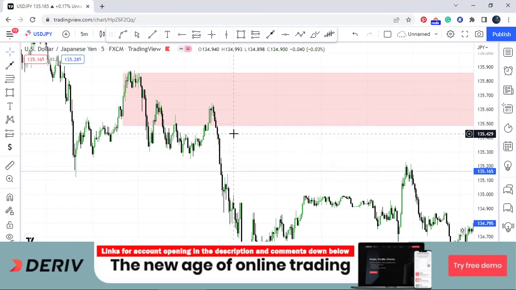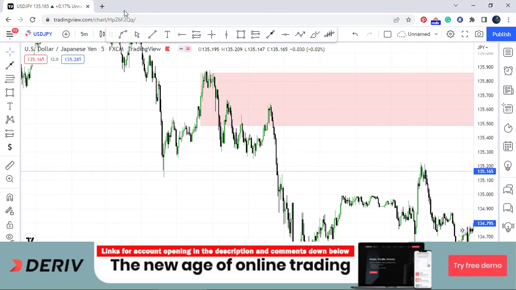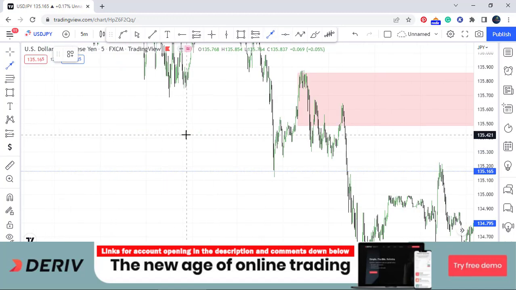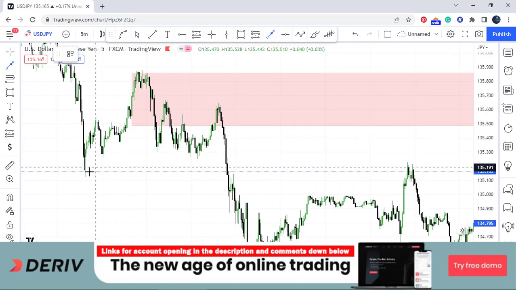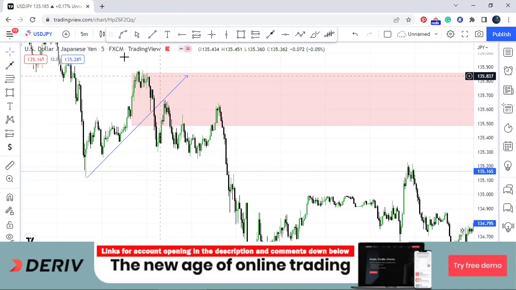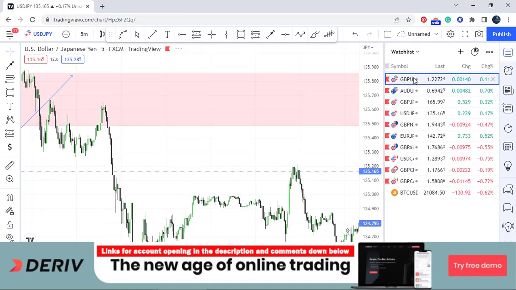You see, this is not a very good example. Let's look for more. Why? Because we are not having a change of character here. Price is going up, but remember this is our OB, so this doesn't give us what we want to see. So we'll move on to the next pair.